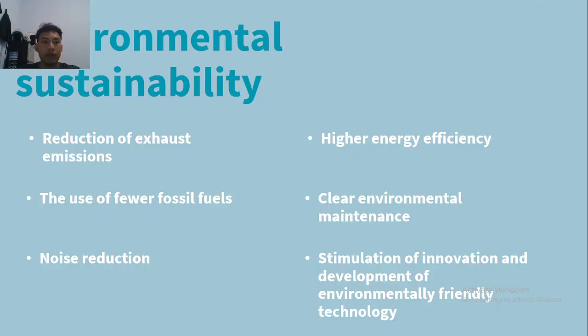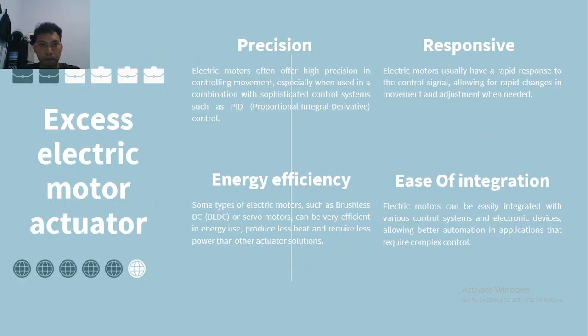Next is environmental sustainability. Number 1, reduction of exhaust emission. Number 2, the reduced use of fossil fuels. Number 3, noise reduction. Number 4, higher energy efficiency. Number 5, clear environmental maintenance. And the last, number 6, stimulation of innovation and development of environmentally friendly technology.